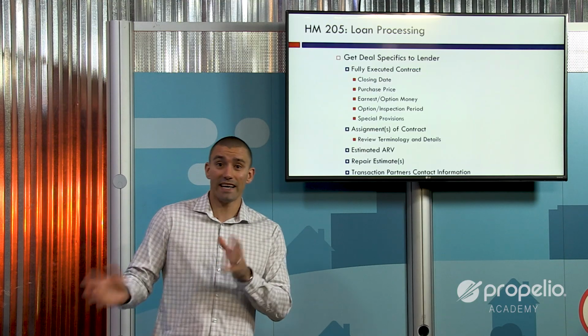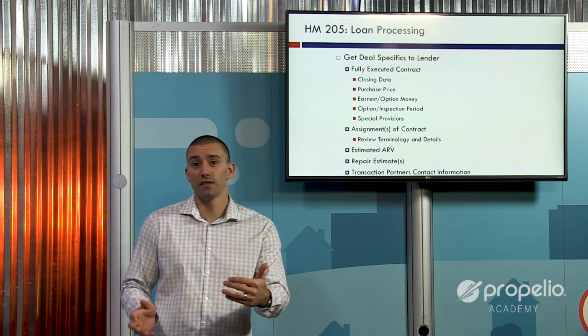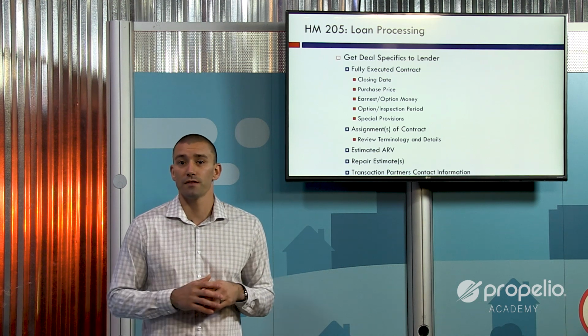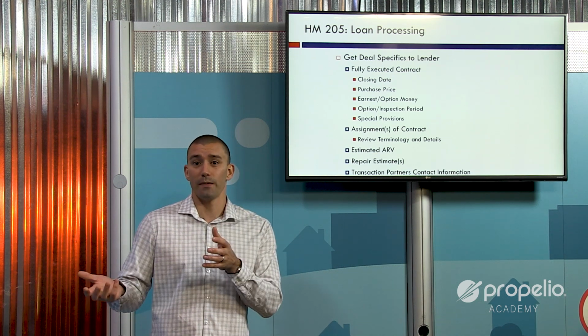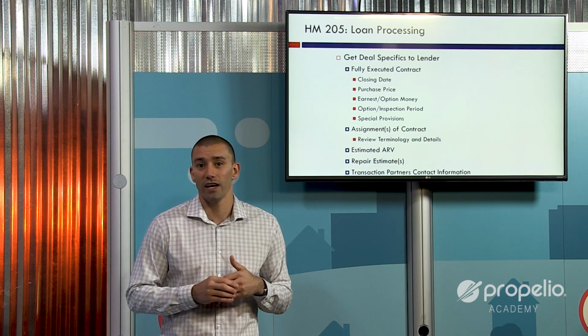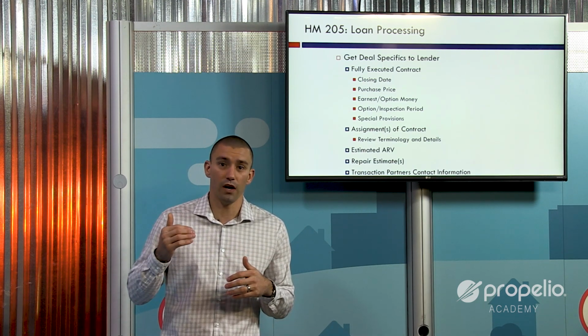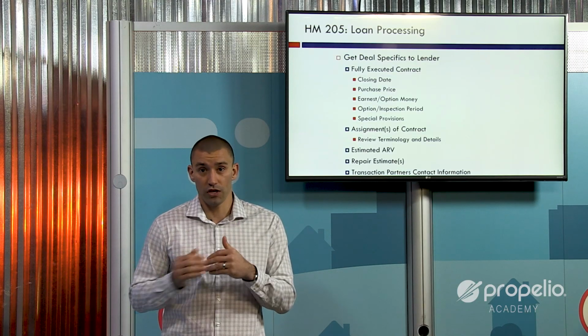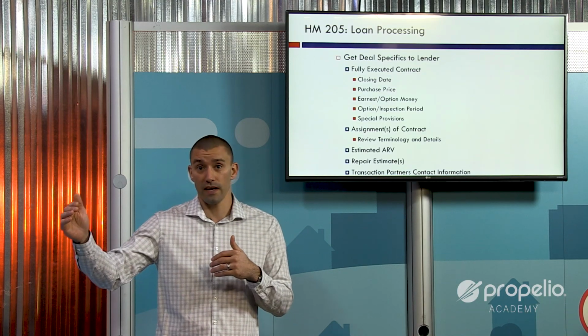You also want to get any kind of assignments of contract. If this is a wholesale deal, it's not a double close or a straight purchase from a listed property, you're going to have an assignment of contract. This is also going to have certain things in it that the lender is going to look for, like the assignment fee. How many assignments are there? If there's multiple, what would be called a daisy chain deal, and there's two or more wholesalers with an assignment of contract, then they've got to be able to source that information as well and make sure that the chain on the deal is clear and concise.